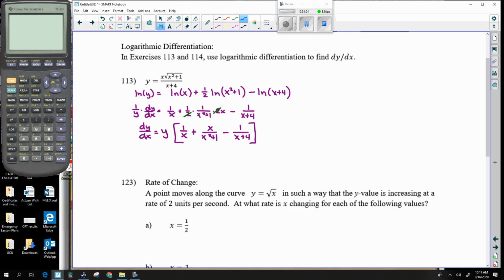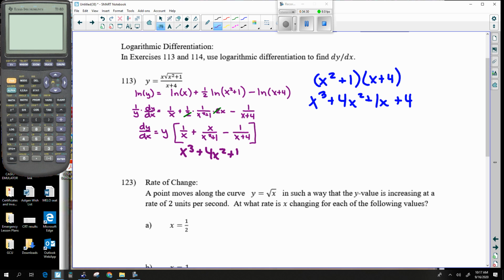All right, so this far left, I'm referring to the 1 over x, needs a denominator of an x squared plus 1 and a x plus 4. So I'm just going to do that on the side here real quick. x squared plus 1 and an x plus 4. It's going to be x to the third plus 4x squared plus 1x plus 4. Okay, so that's x to the third plus 4x squared plus 1x plus 4.